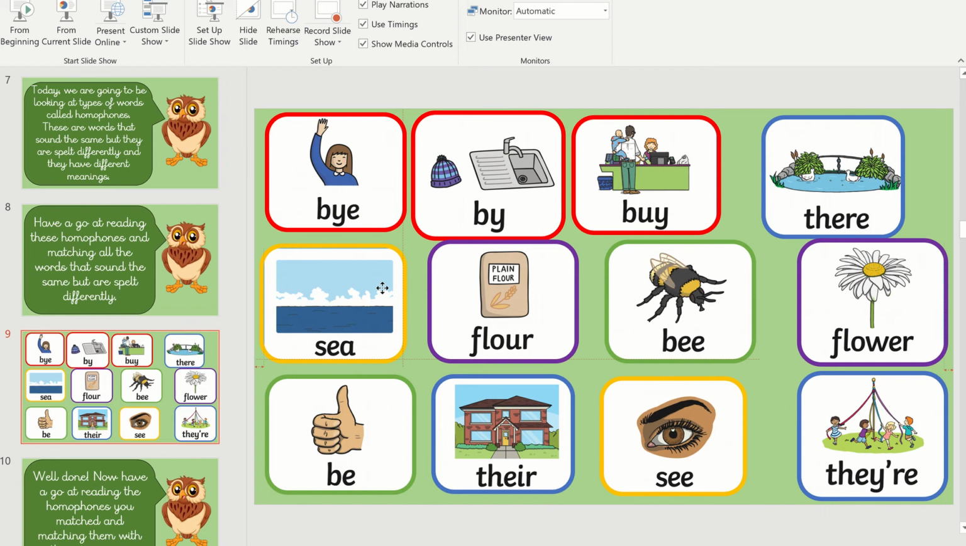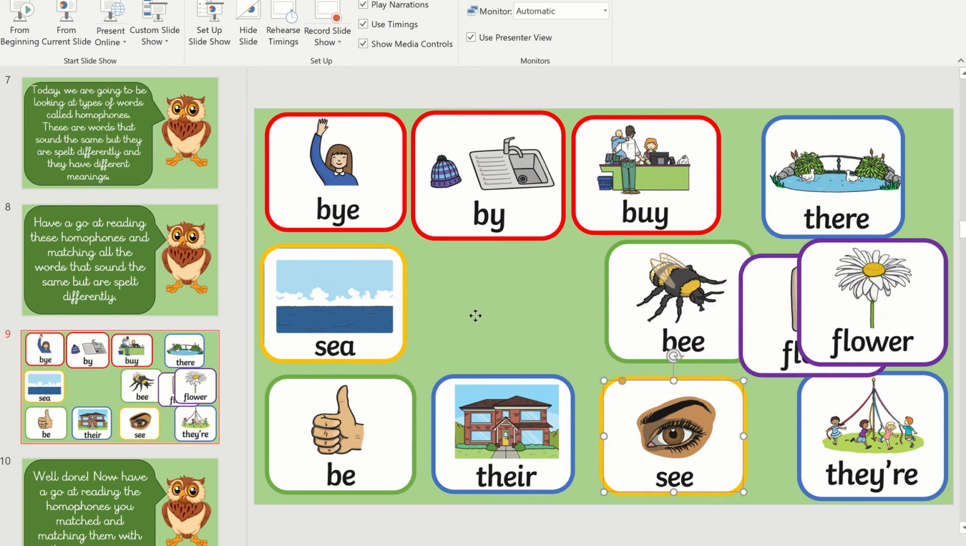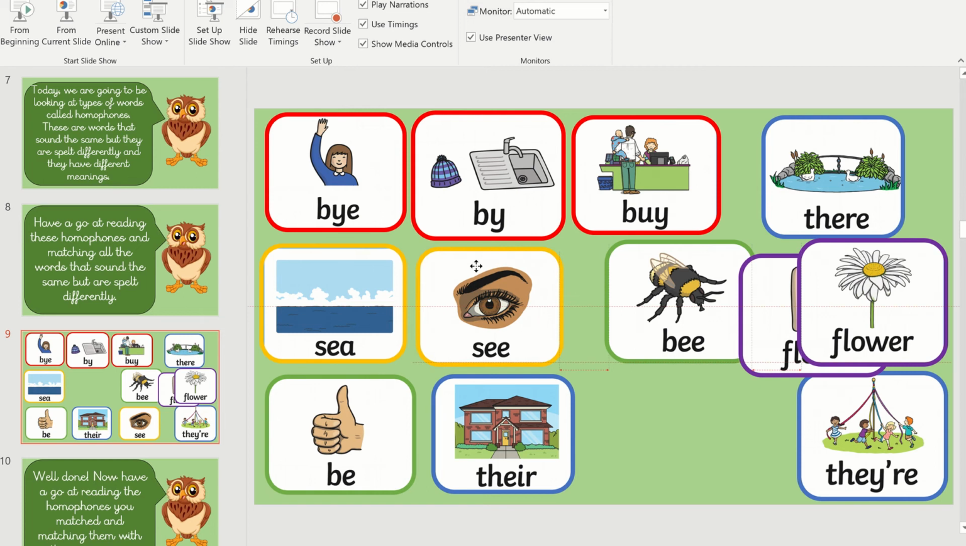Okay, let's have a look at this one. See. See. Did you see another one? Flower, be, there. See, there. There's another one, look. Sounds the same, but it's spelt differently.